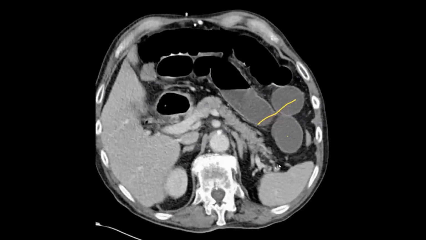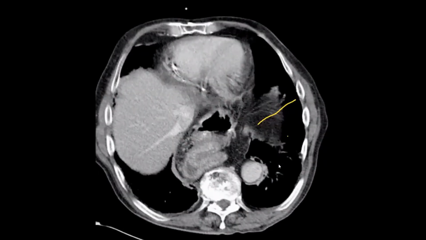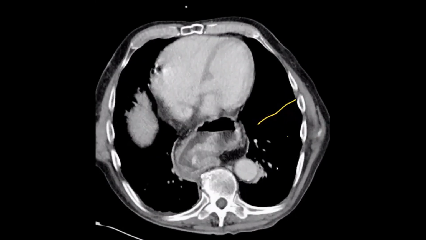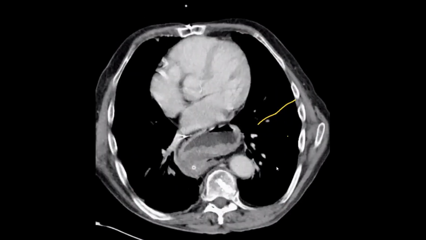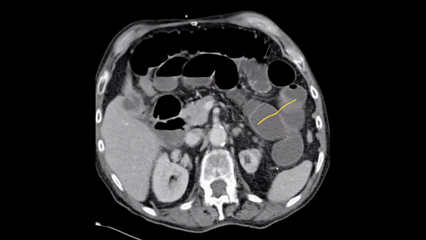Because it is an emergency and it needs urgent exploration. I also appreciated some hernia within. Yeah, there is a hiatal hernia. Yes, a large hiatal hernia. Yes, right, there is a hiatal hernia as well. Okay, so your final diagnosis?